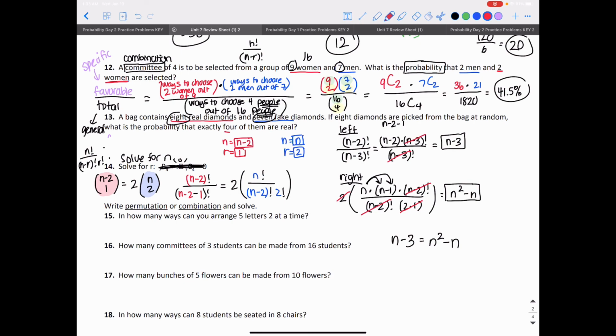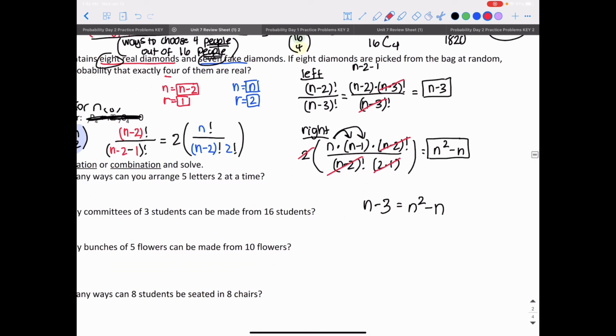And then this is a quadratic equation. I want to get everything to one side. The n to the second power has a positive coefficient, so I want to get these to the other side. So I'm going to subtract n, add 3, and this is going to be 0 is equal to n squared minus 2n plus 3.